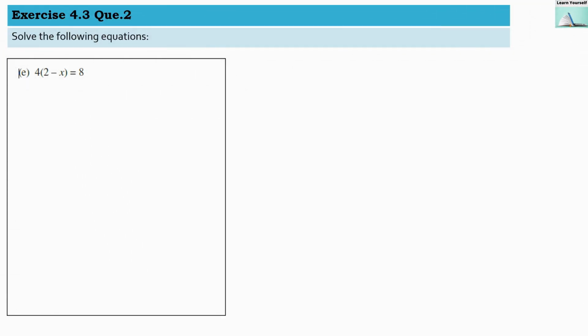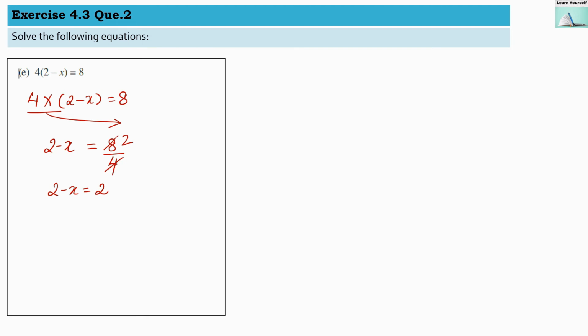Equation E is 4 is in multiplication with 2 minus x equals to 8. So 4 is in multiplication. Once we are changing the side, it will go to denominator. So 2 minus x equals to 8 divided by 4. So 4 2s are 8, we got it here. And 2 minus x equals to 2 is our new equation.